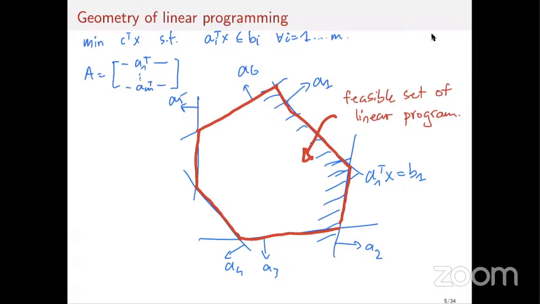Now let's look at the objective function. I would like to minimize c transpose x. You can think of c as a vector. Let's assume that it points, let me just make it this way. So let's assume that c points in this direction.